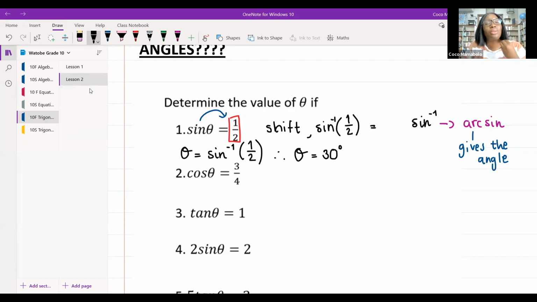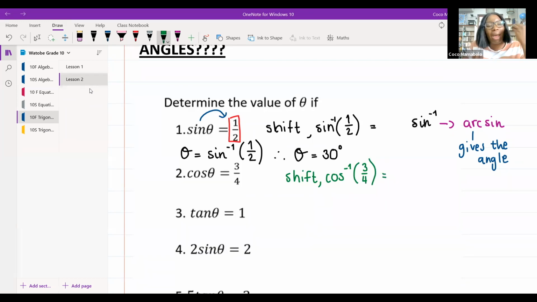Cos of theta is equal to 3/4. What I'm going to do is go to my calculator. Click into your calculator, shift, cos. And your calculator is going to do that -1 thing, open bracket. And in there, you're going to put 3/4, close bracket, equals.